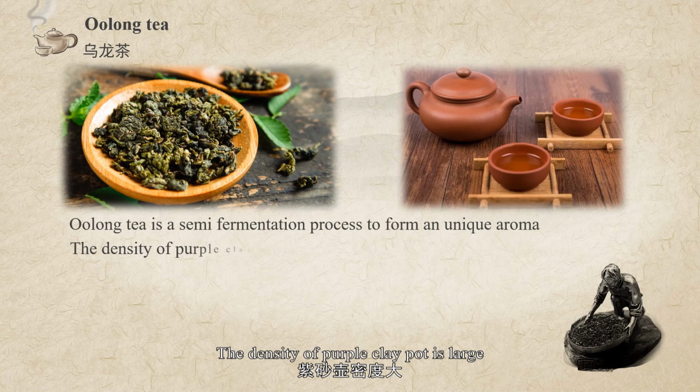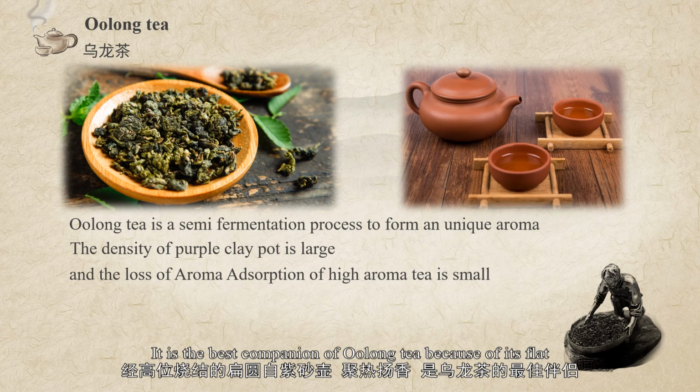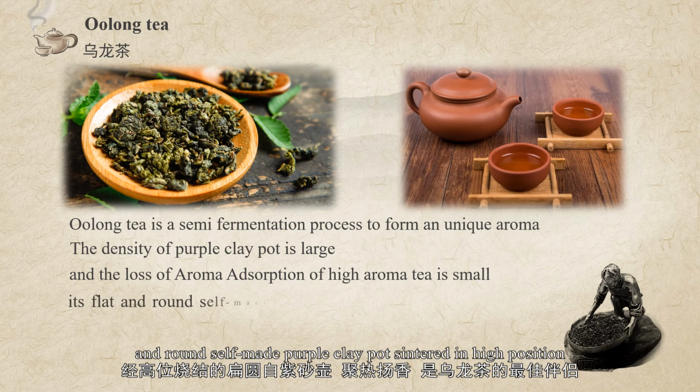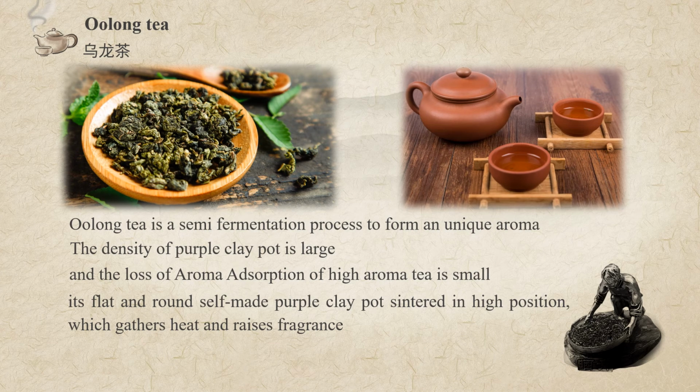The density of the purple clay pot is large, and the loss of aroma and absorption of high aroma tea is small. It is the best companion of oolong tea because of its flat and round shape, with the center in a high position, which gathers heat and raises fragrance.